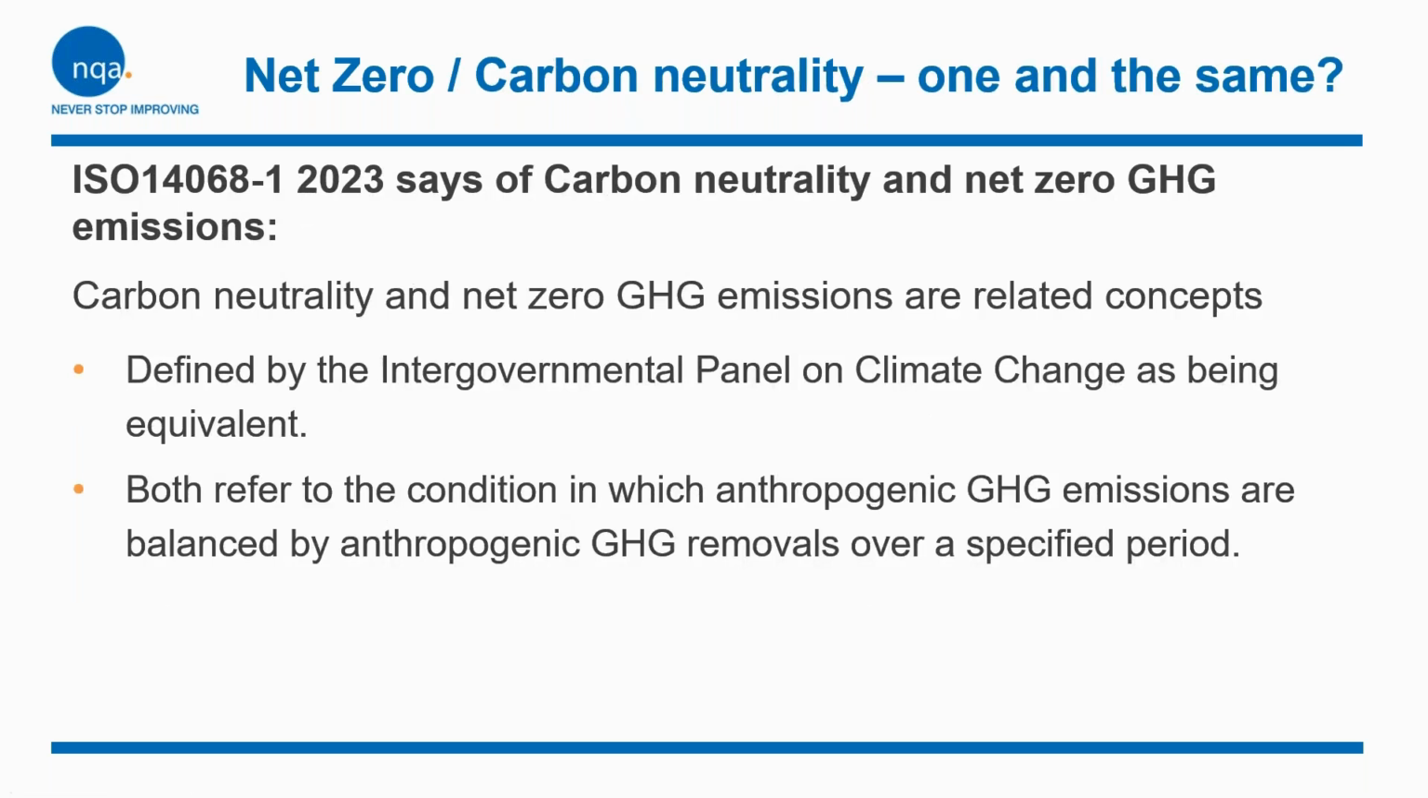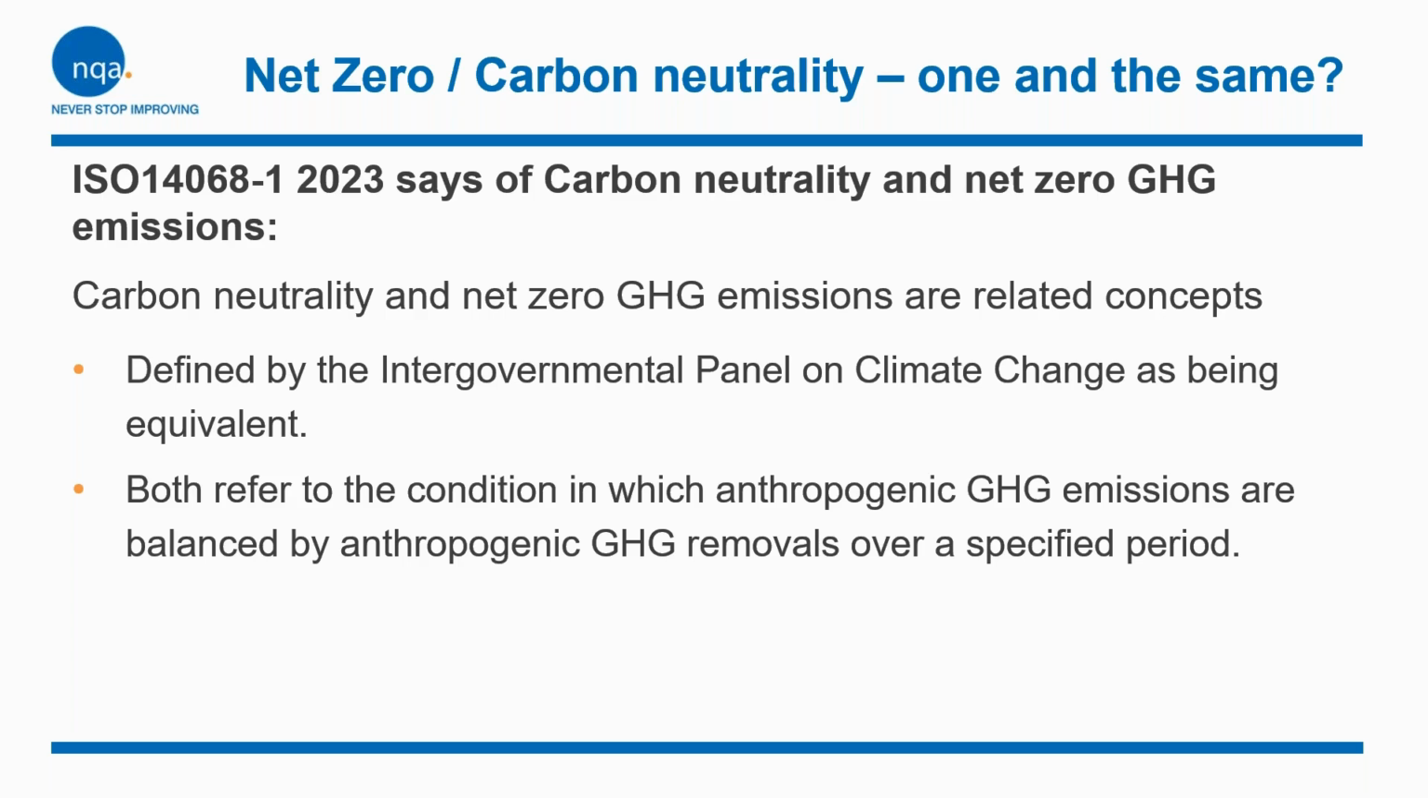So I did mention at the start that ISO 14068-1 says of carbon neutrality and net zero greenhouse gas emissions. So this is the definition now that if we're working towards this using these standards, this is what they will say. Carbon neutrality and net zero greenhouse emissions are related concepts. So they're not different. They are interlinked. They've been defined by the Intergovernmental Panel on Climate Change as being equivalent. So carbon neutrality and net zero are being defined as equivalent.